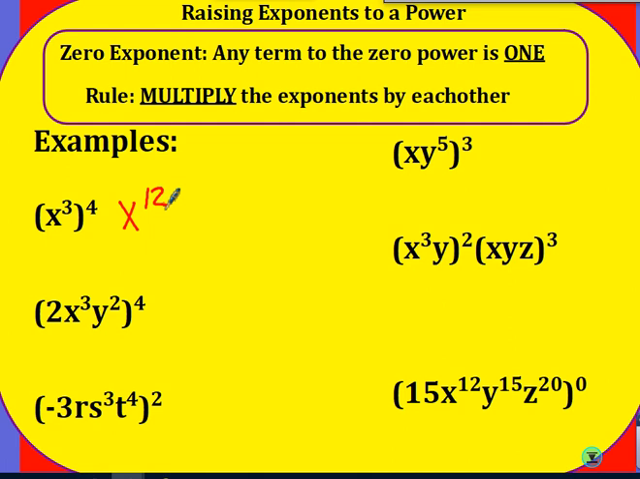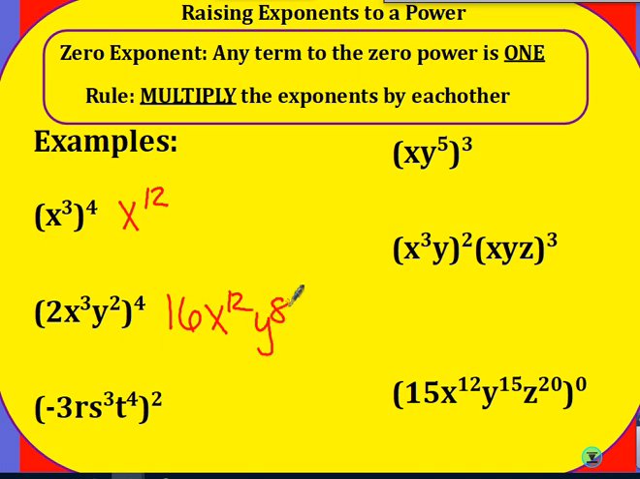For your second example, you have a coefficient of 2 in your term. You need to raise 2 to the fourth power. 2 to the fourth power is 16. Now, you're going to raise x to the third to the fourth power, giving you x to the 12th. Then you raise y to the second to the fourth power, giving you y to the 8th.